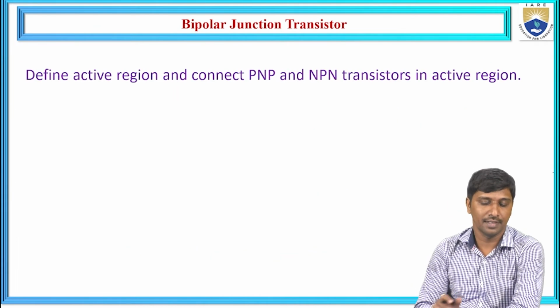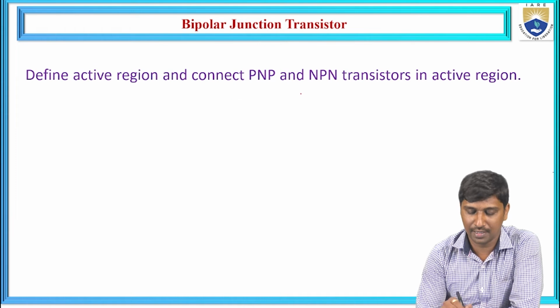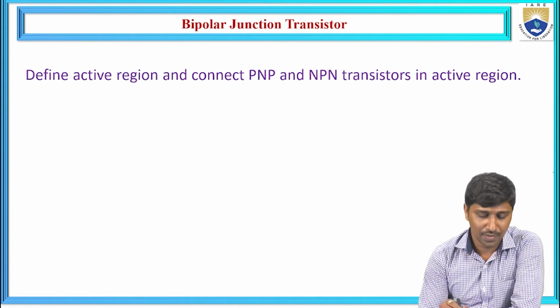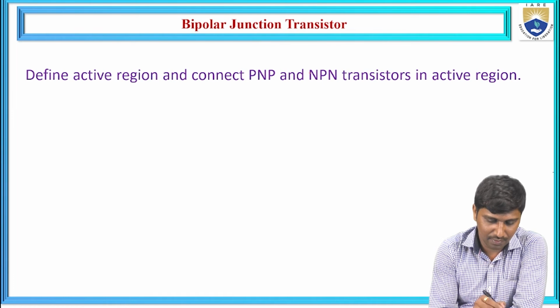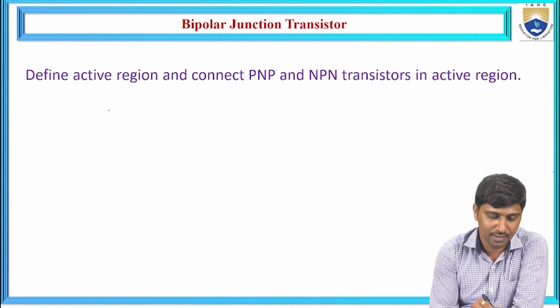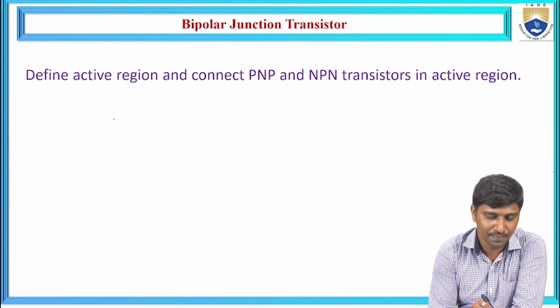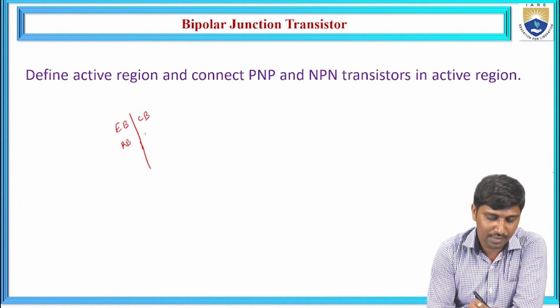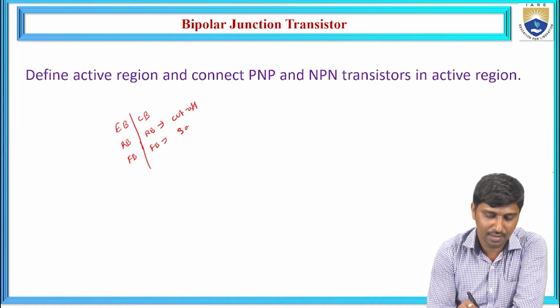The next question is to define the active region and connect PNP and NPN transistors in the active region. For this, we have four modes of operation, based on the transistor construction, with two junctions: the emitter base junction and the collector base junction. If both junctions are reverse biased, then the mode is the cutoff region. If both junctions are forward biased, then it is the saturation region.